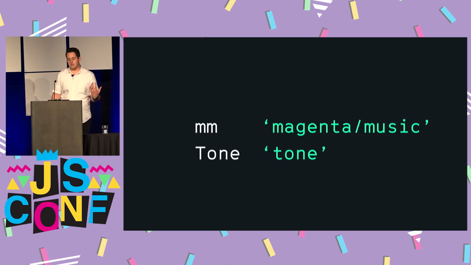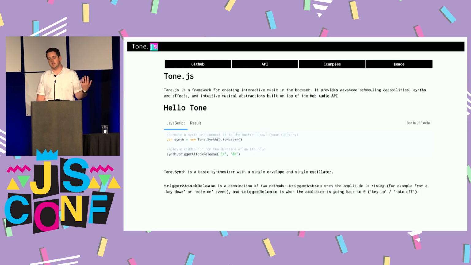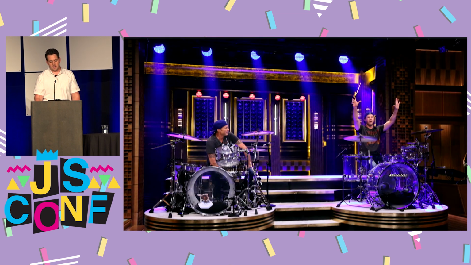Okay, so the first thing we need are a couple libraries. We're going to use Magenta. If you haven't heard of Magenta already, please check it out. It's incredible. A couple people have talked about it already here at JSConf. And then we're going to use Tone, which is actually a dependency of Magenta. It just gives us an easier to code interface for musical stuff. All right, so let's play some drums.